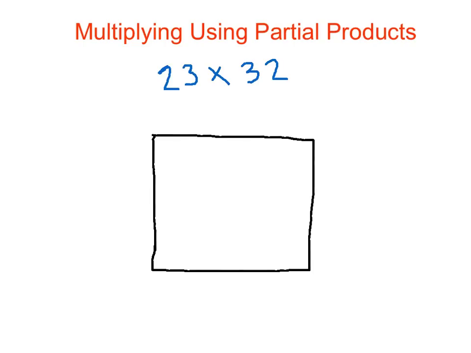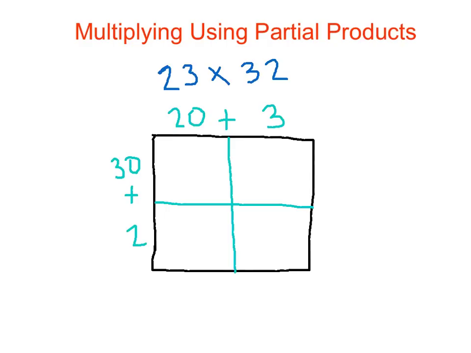So we have a box. We do, and we're going to break it by the place value, like you said. So I can go ahead and draw those lines. For instance, 20 plus 3, because my tens place is 20 and my ones place is 3. And then over here I can do 30 plus 2. Very good job.